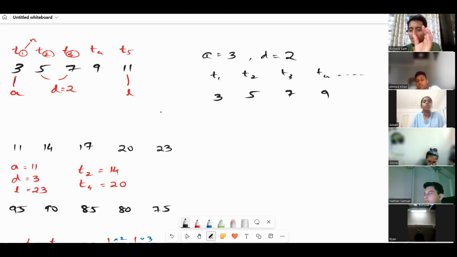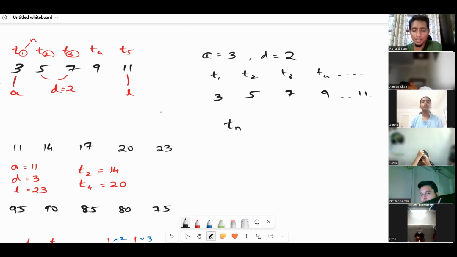So using A and d, you can get the whole AP, but you don't know how far you have to go. So if they tell you how many terms are there in the AP, then you'll know where to stop. Suppose I tell you the AP has 5 terms. Then you know, okay, 3, 5, 7, and then the last term will be 11. So these are 5 terms in the AP. Correct? So now let's make a formula to find the nth term, Tn.